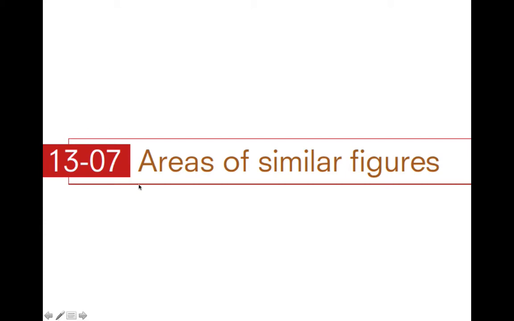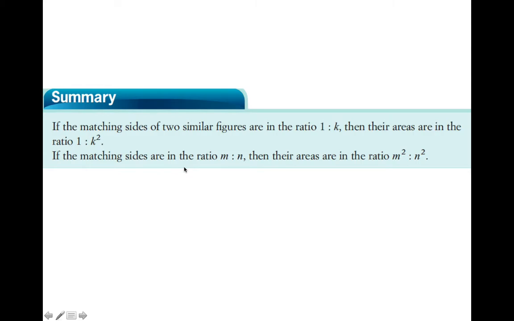However, now we're looking at the area and the relationship of what that means. So the summary for this is, if the matching sides of two similar figures are in the same ratio as 1 to something else, be it 1 to 2, 1 to 5, 1 to 3, or whatever number, then their areas are also in the same relationship, proportionally increased by squaring the value of k. And this I will show in an example later on.